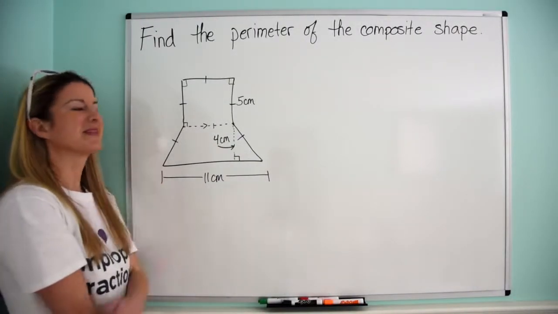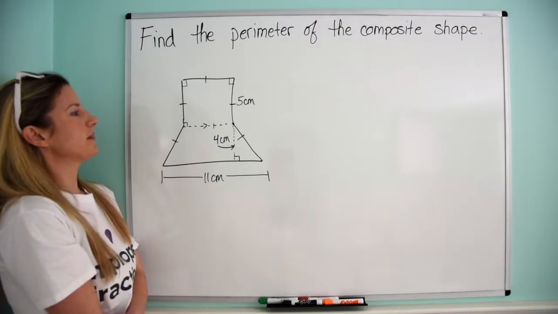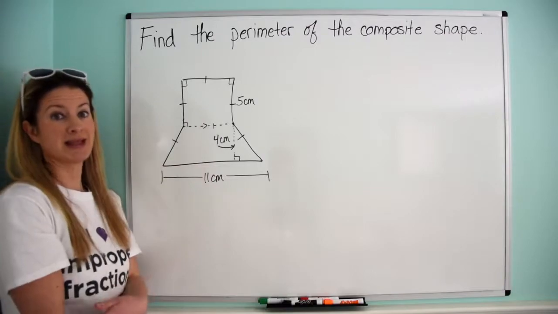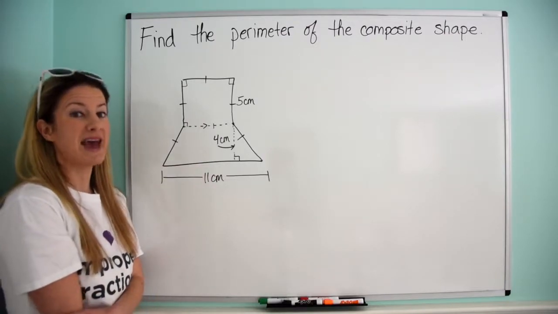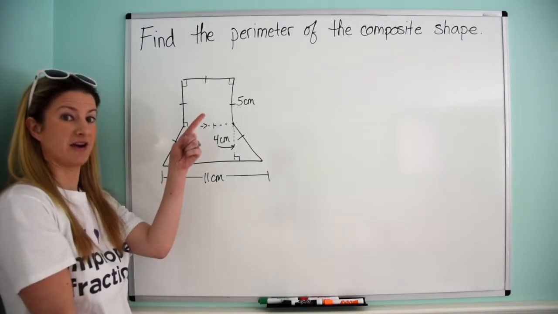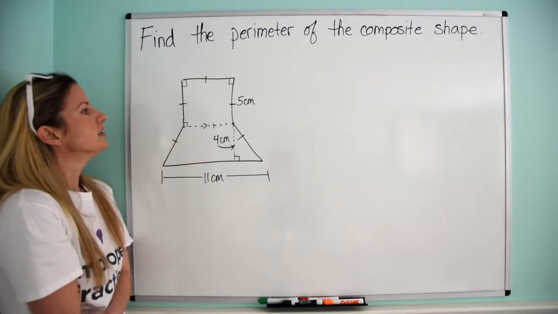Let's try this problem. Find the perimeter of the composite shape. As you can see, I redrew the shape that we were working with in the last video. If you want to see that video, which shows how to get the area of this composite shape, you can just click right here and it'll bring you right to it. So now back to this one.